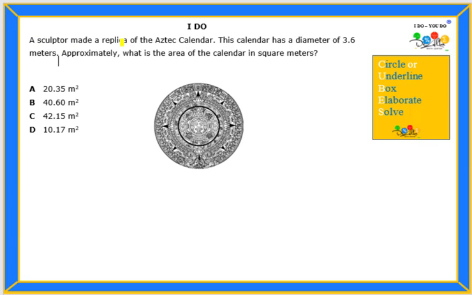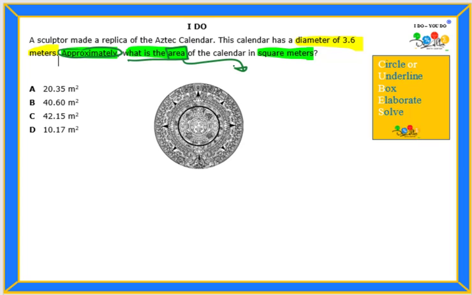A sculptor made a replica of the Aztec calendar. This calendar has a diameter of 3.6 meters. Approximately, what is the area of the calendar in square meters? So if we're looking at our question one more time, approximately, what is the area? So we are looking for the area.